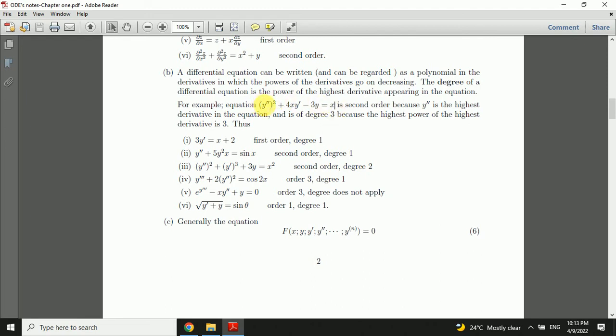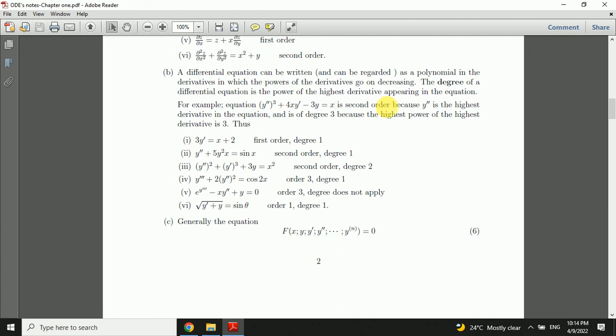We have y prime prime to the power 3 plus 4x y prime minus 3y equaling x. So what is the order of this equation? We saw that the order is the highest derivative. Okay? And the unknown function here is y. How many times has y been differentiated? The highest is 2 times because we have y prime prime. So the order of this equation is second order.